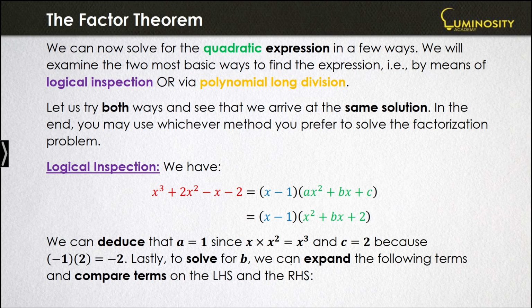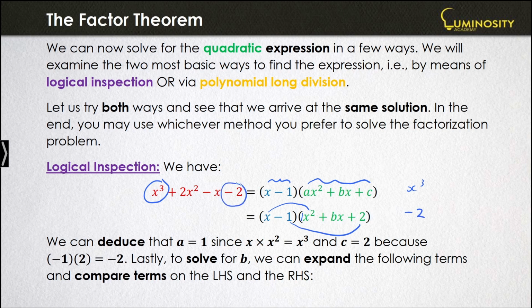So, logical inspection. If I write out x cubed plus 2x squared minus x minus 2, I know it's a factor of x minus 1 times a quadratic expression. This is where the logical inspection comes from. I know that my a term should be 1, because when I expand x by x squared, I get x cubed. And I know my c term should be positive 2, because when I multiply the constants out, negative 1 times positive 2 gives me negative 2.